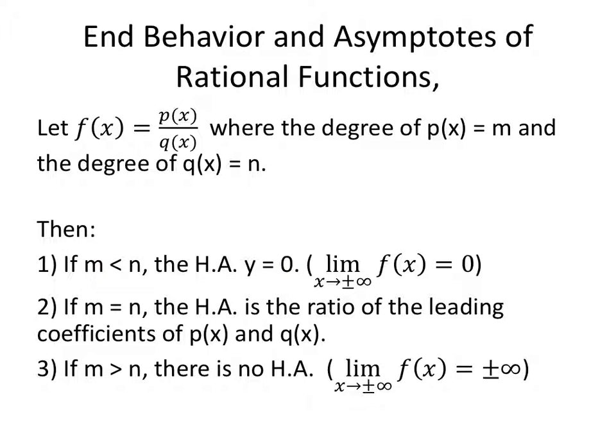If the degrees are exactly equal, the horizontal asymptote is the ratio of the leading coefficients. That was the first two examples we did. And then if m is greater than n, meaning the degree of the numerator is bigger than the degree of the denominator, we don't have any horizontal asymptote, and the limit as x approaches plus and minus infinity of f of x goes to plus and minus infinity. There's nothing there.